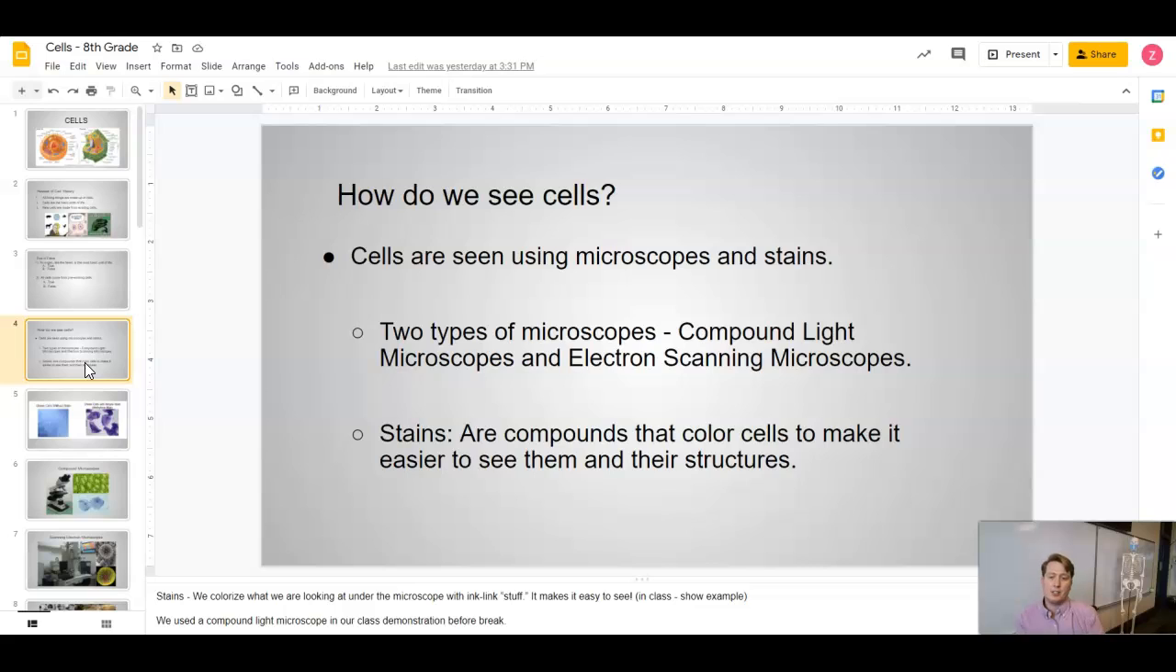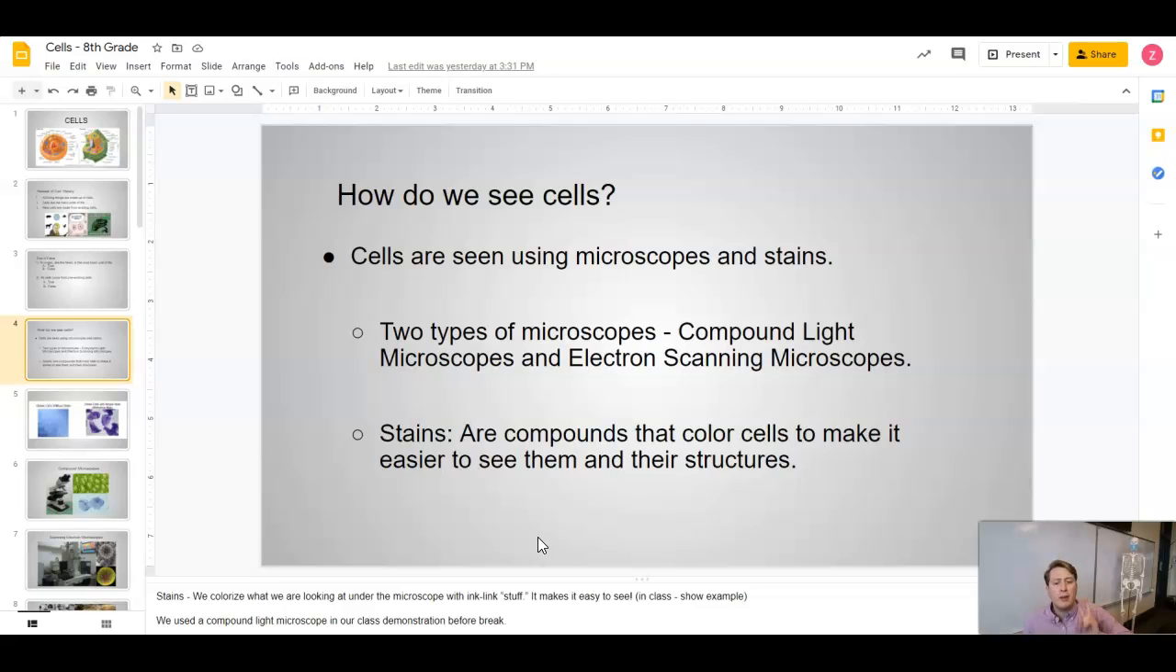So how do we see cells? We know cells are really, really small, so we can only see them with a microscope and stains. And what stains are is coloring that we add to our samples when we view with a microscope. And you might remember from my microscope demonstration where we were looking at the bacteria on this microscope slide, it was colored like a purple color. So these are stains that help us see our sample better.